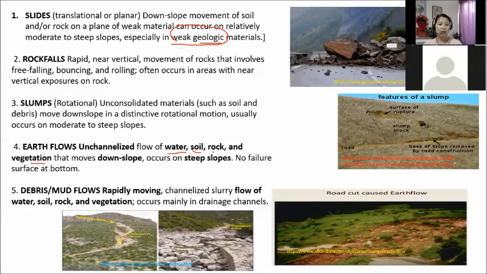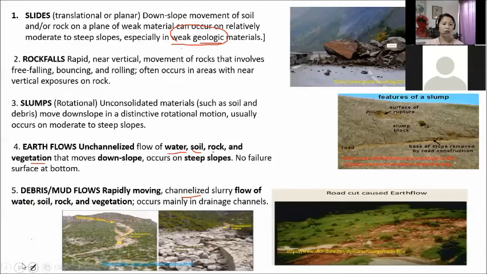And fifth is the debris or mud flows, rapidly moving. But if earth flow is unchannelized, debris or mud flow is channelized, a slurry flow of water, soil, rock, and vegetation. So it occurs mainly in drainage channels. So kung makita niyo sa figure, kasi maliit ito, no? Okay, mayroong mga transport zone. Kasi channelized ito, so unlike sa earth flow na unchannelized.